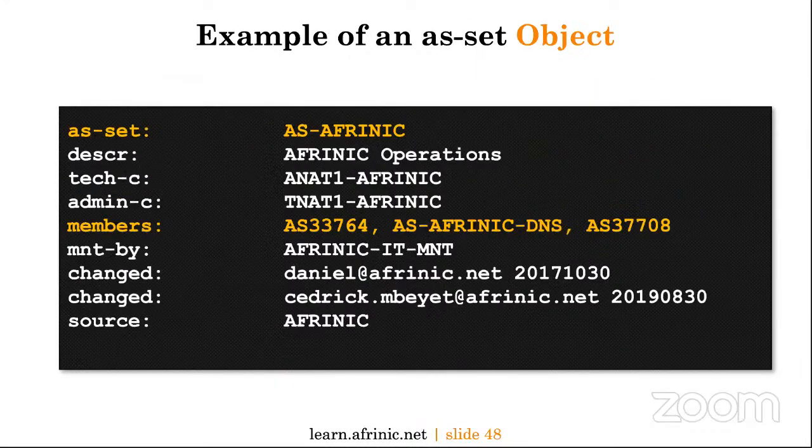So this is one example of an as-set for AFRINIC. And you can see the members here, you have three values, and one of them, AS-AFRINIC-DNS, is actually another as-set. So you can nest them. You can reference another as-set within another as-set. Okay.